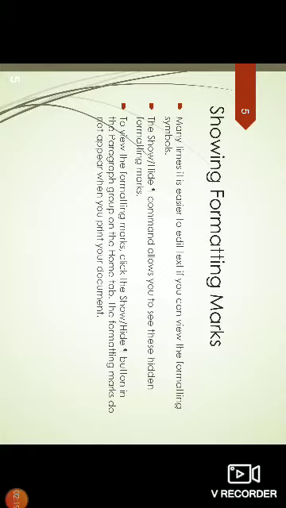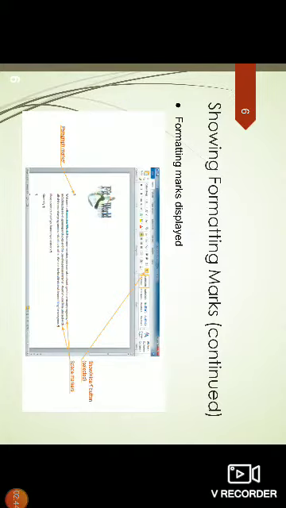So many times it is easier to edit text if you can view the formatting symbols. The Show or Hide command allows you to see these hidden formatting marks. To view the formatting marks, click the Show or Hide button in the Paragraph group on the Home tab. The formatting marks do not appear when you print your document. So here show formatting marks displayed.